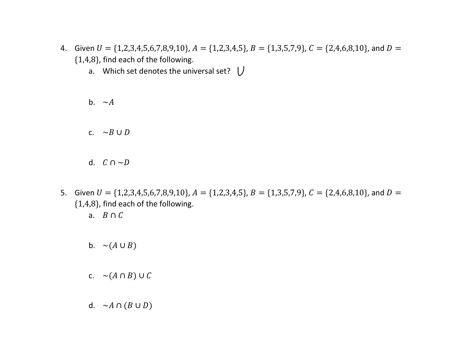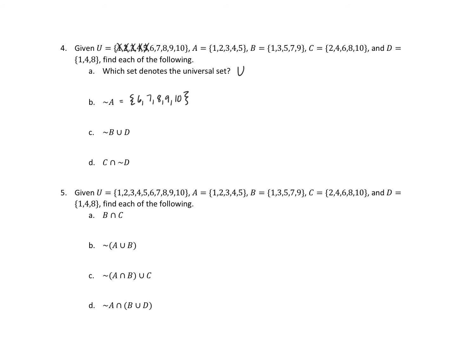Part B, not A, or the complement of A. So A includes all the numbers 1 through 5. So it helps to go through the universal set and cross out all of those numbers that are in A. And whatever is left from the universal set is the complement of A. So that would include the numbers 6, 7, 8, 9, and 10.